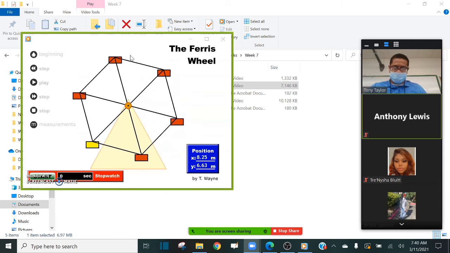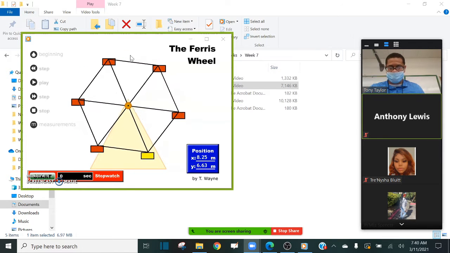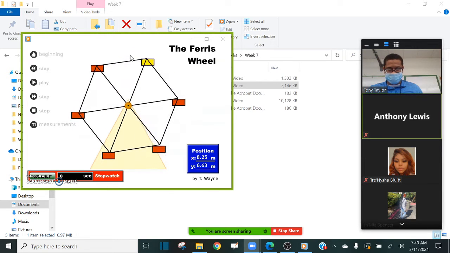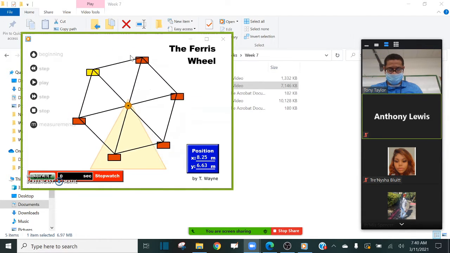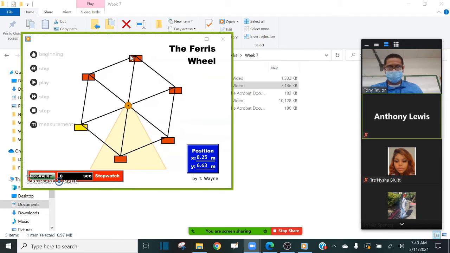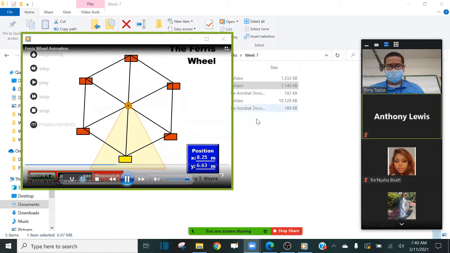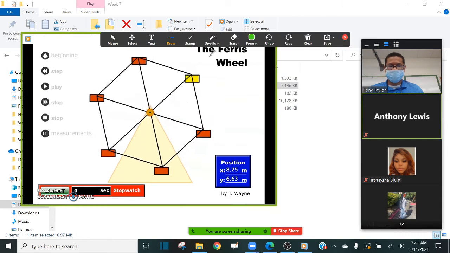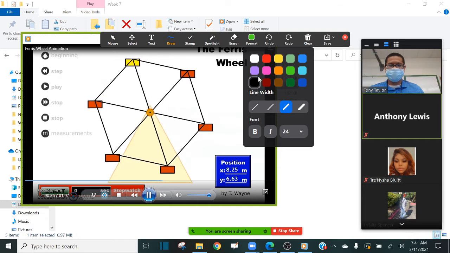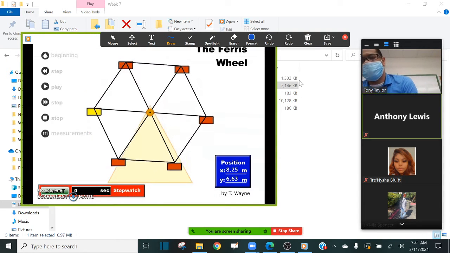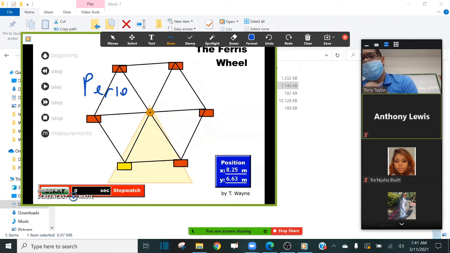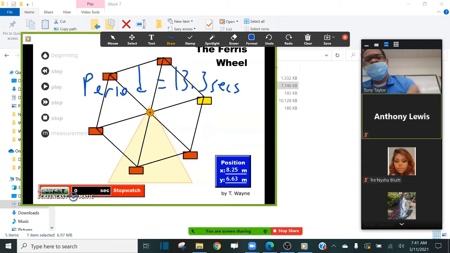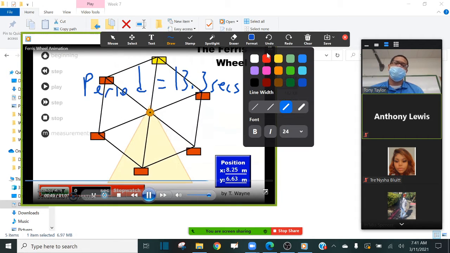So the period of the Ferris wheel was 13.3 seconds, according to my stopwatch. Hold on, guys, I'm beating up my computer pen. So the period of the Ferris wheel was equal to 13.3 seconds. Does anybody know how to find the frequency from this period? Anyone tell me?